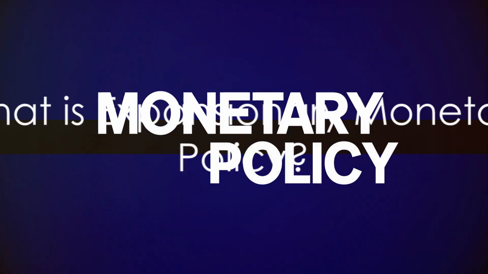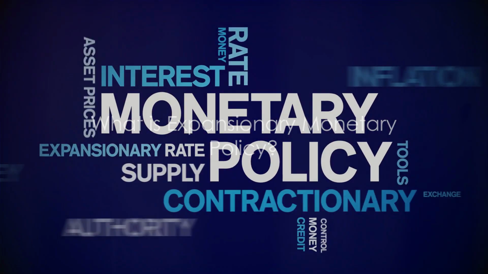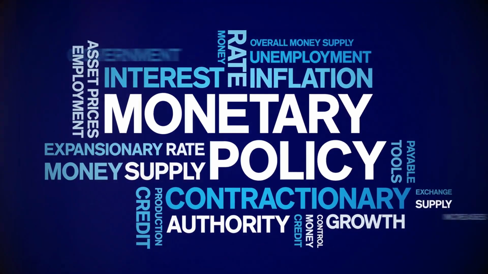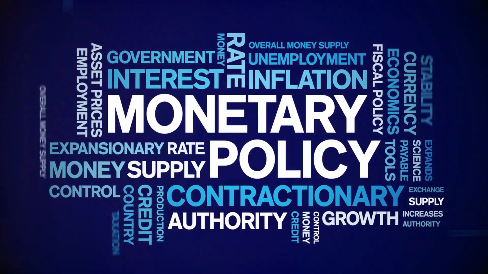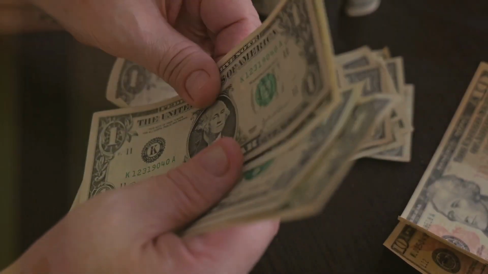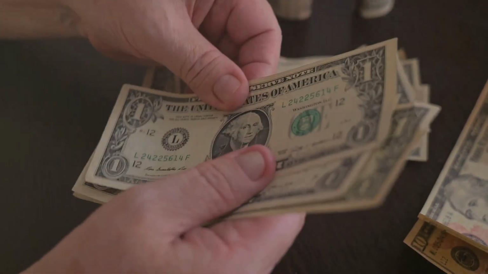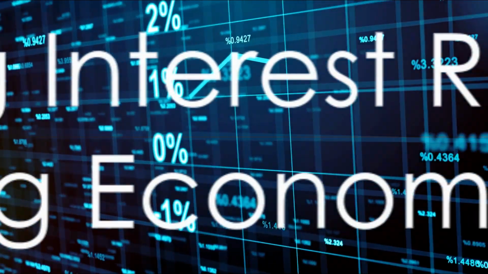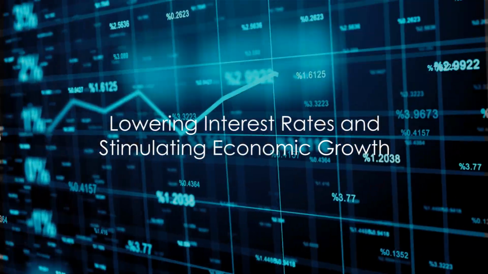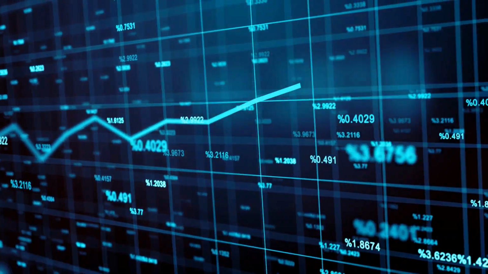But what exactly is expansionary monetary policy? It's a type of monetary policy that central banks implement to stimulate economic growth. This is achieved by increasing the money supply in the economy, decreasing interest rates, and buying government securities. Consider it like a shot of adrenaline, kick-starting the economic heart of a nation.